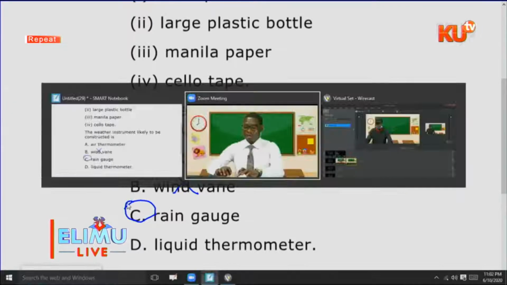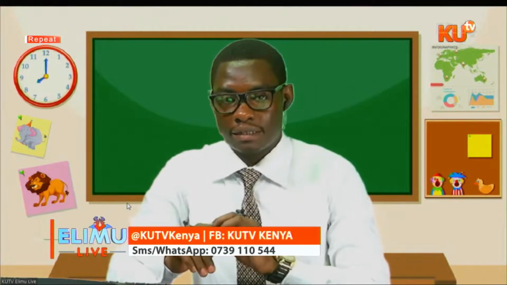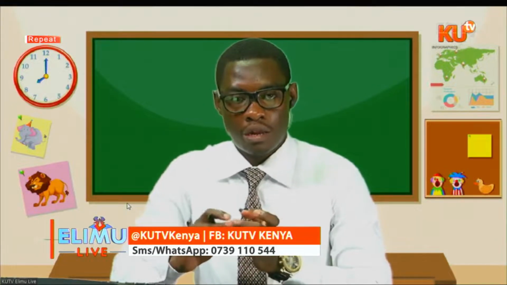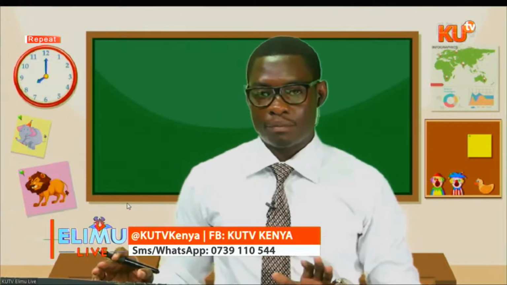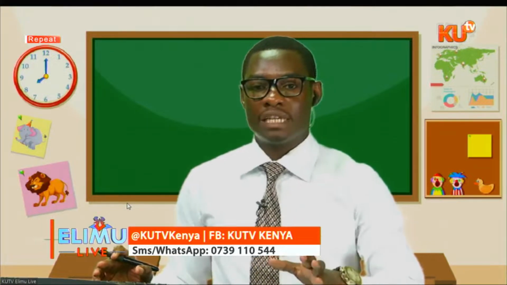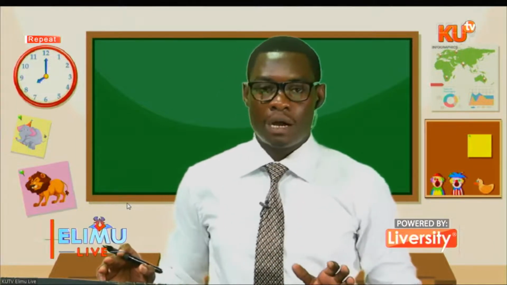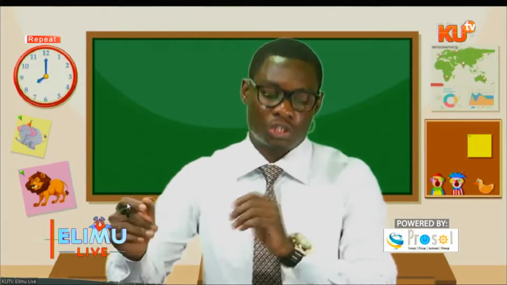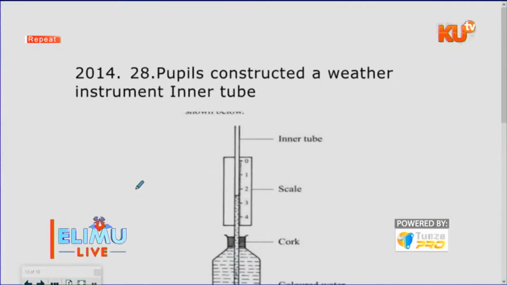Now, when we talk about materials for making weather instruments, there are specific things that you look at. When we talk about colored water, remember we're talking about either an air thermometer or a liquid thermometer. An airtight bottle becomes an air thermometer. Two containers and a scale should be a rain gauge. Making an arrow should be a wind vane. And a windsock, you talk about a strong polythene. So those are a few points that you can use to differentiate.